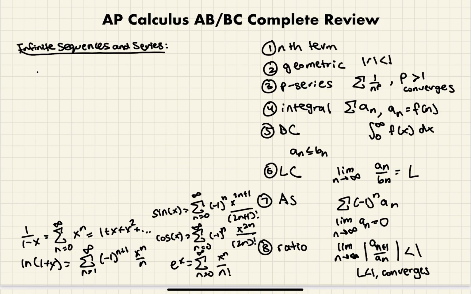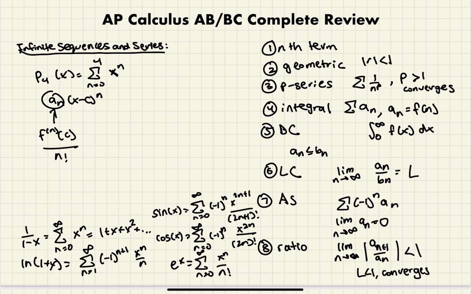Taylor polynomials are just finite versions of these series, where the fourth order Taylor polynomial is just from 0 to 4. So it would be the sum from n equals 0 to 4 of the Taylor series. And it's usually in the form a of n times x minus c to the power of n, like I said, where a of n is the nth derivative of the function at a value c, the center, over n factorial. And so the general formula for any Taylor polynomial of any function is this.